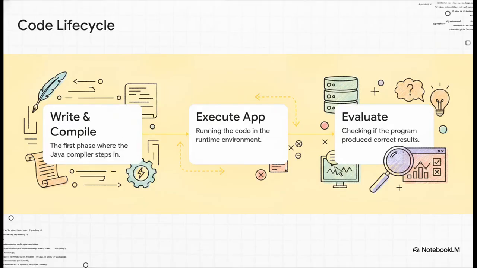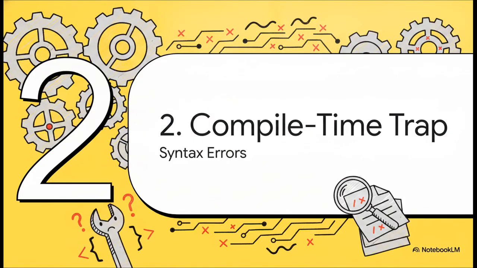So let's see how this maps directly onto your actual day-to-day workflow. Your code's lifecycle basically has 3 distinct phases. First, you write and compile. Second, you execute the application. And third, you evaluate the results. The different types of errors we're about to unpack map perfectly onto these 3 specific phases. Which brings us to Phase 1 and Section 2, compile time, the syntax trap.